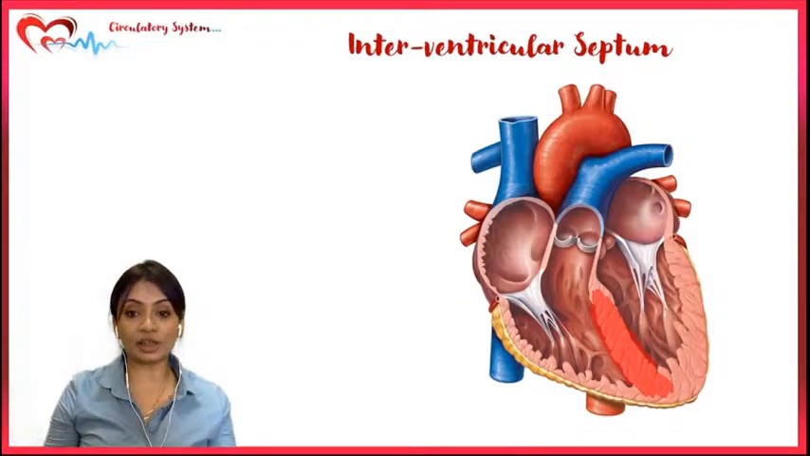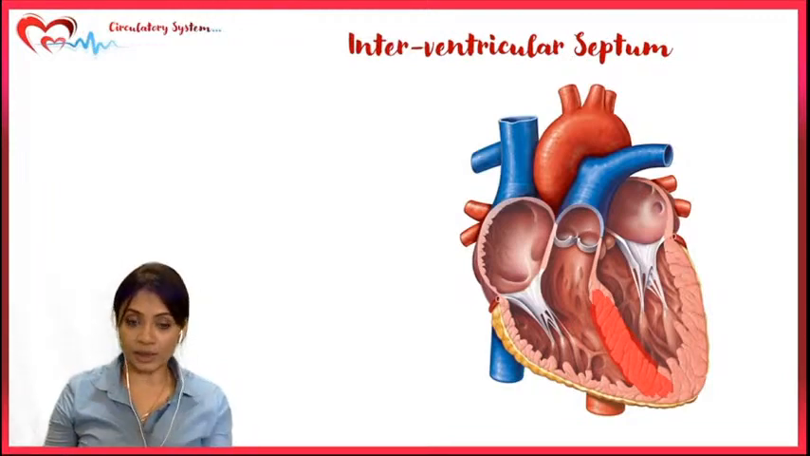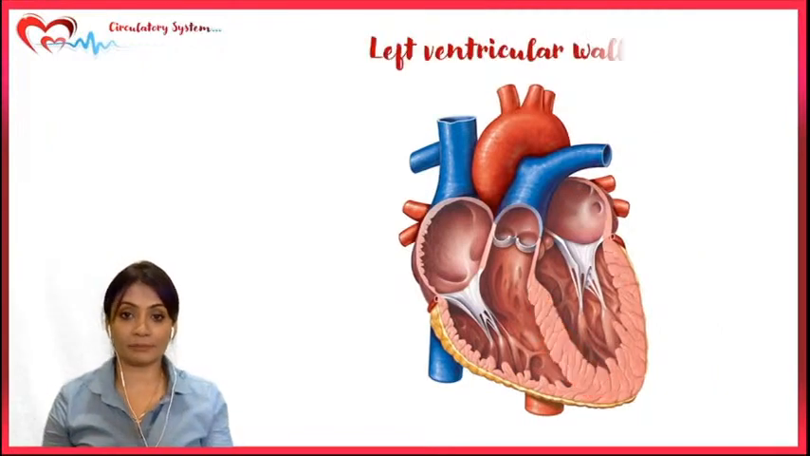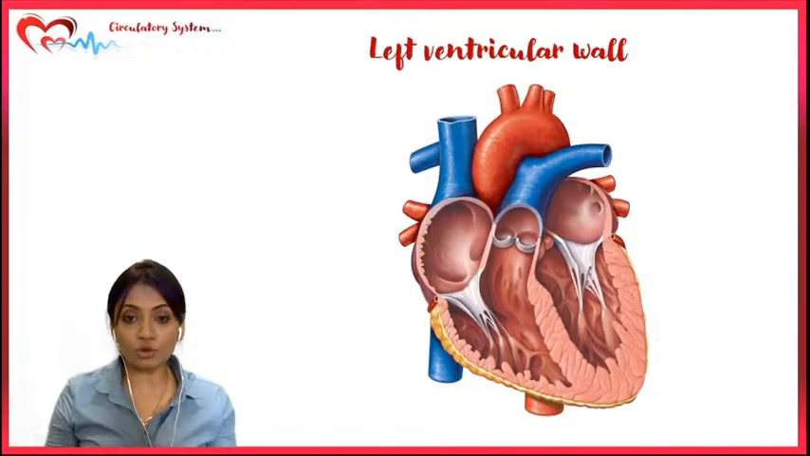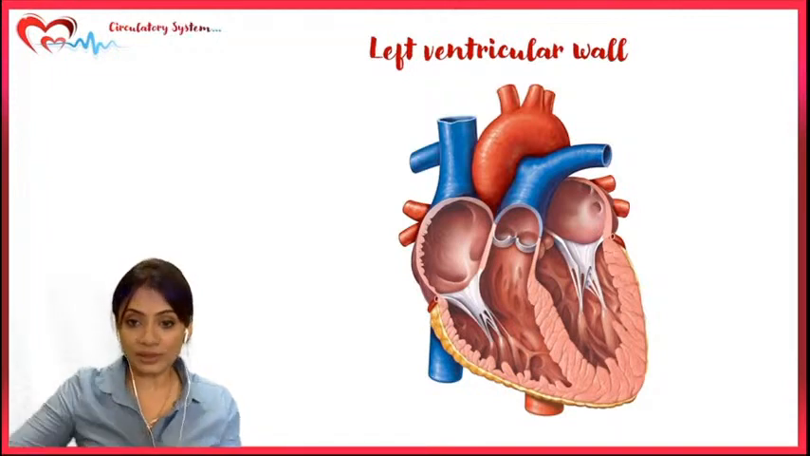So this is the interventricular septum, present so that there is no mixing of blood between the two ventricles. Alright. So that's the interventricular septum. Now, let's come to the left side of the ventricles. Okay. Now, what do we see here?